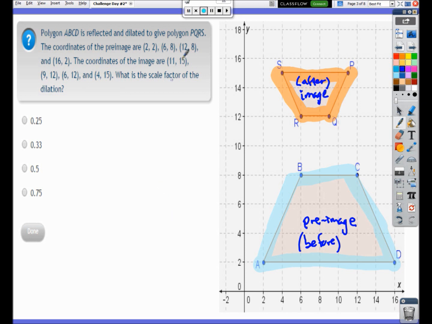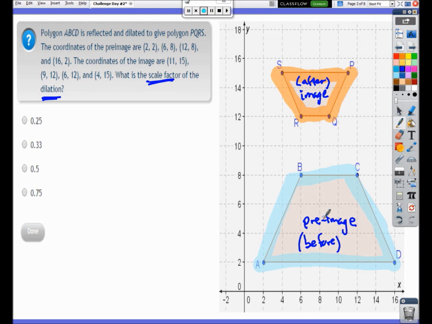Now, in the end, they give us all the coordinates, but who really cares? What is the scale factor of the dilation? And remember, the scale factor of a dilation was really the fraction that our image got bigger, or it could have been the fraction that it got smaller.